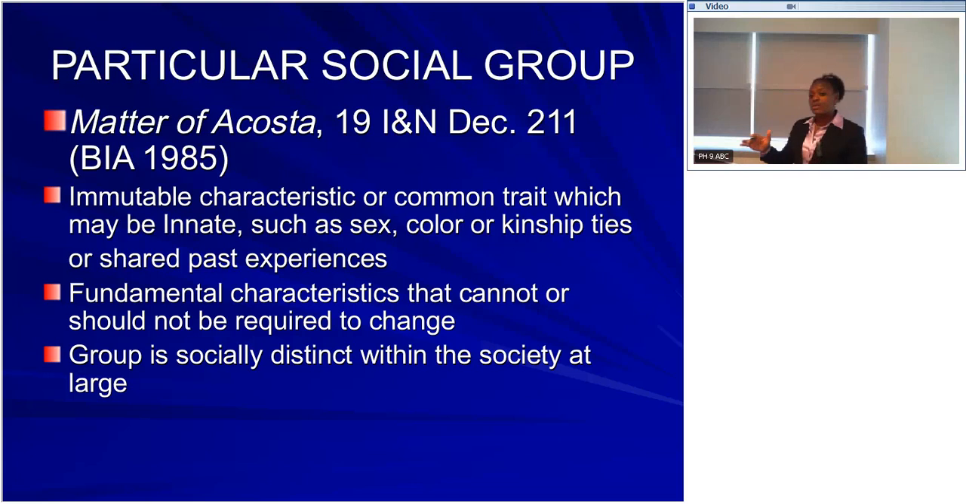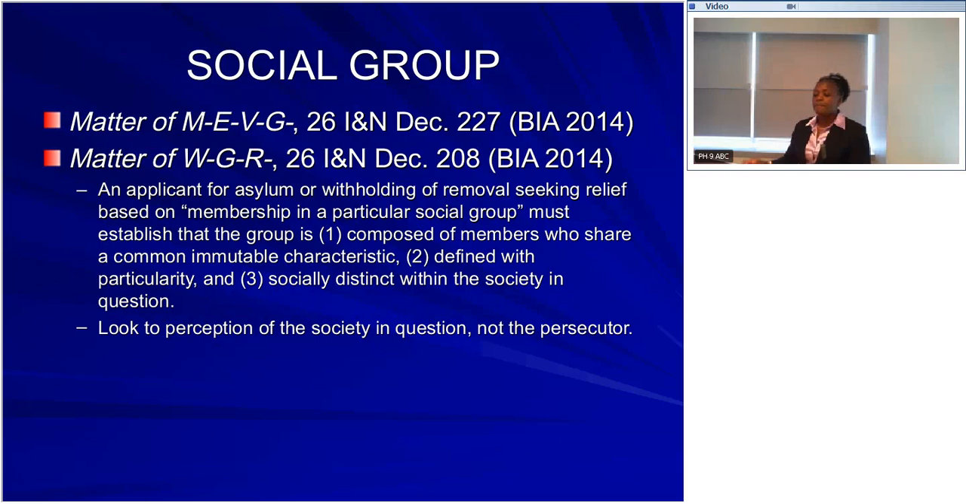But since ACOSTA, there has been much litigation, as I've said. I didn't give you the history of how we got to where we are right now. But if you do get a particular social group claim, you may want to look at the history, simply because, at least in the Third Circuit, this issue is not resolved yet. Okay? But the leading cases that we have from the Third Circuit are a matter of MEVG, a matter of WGR.